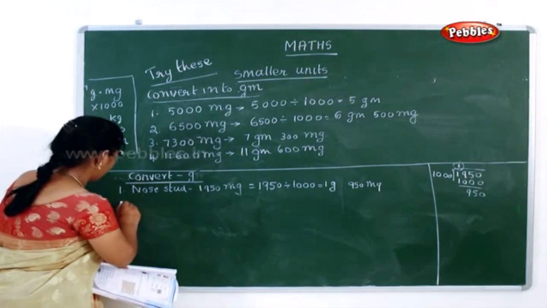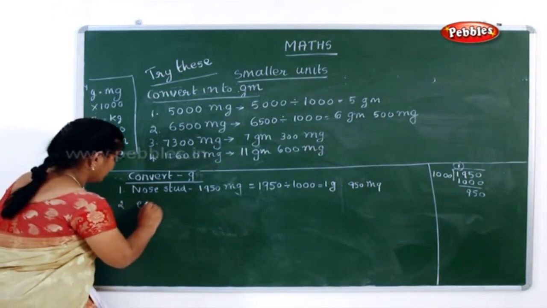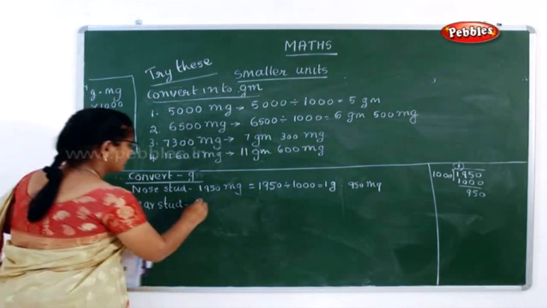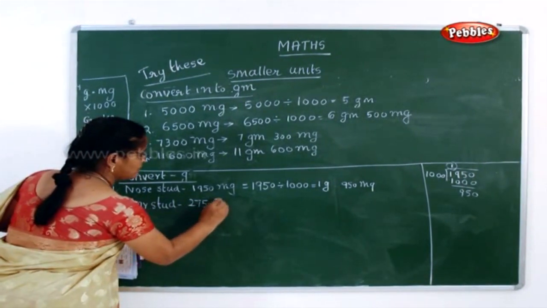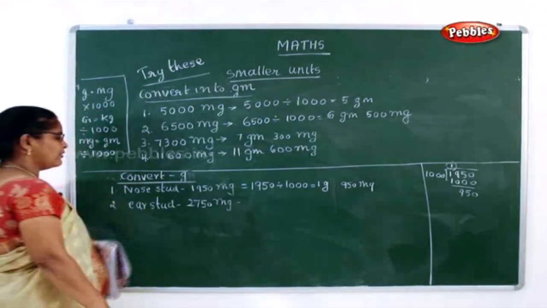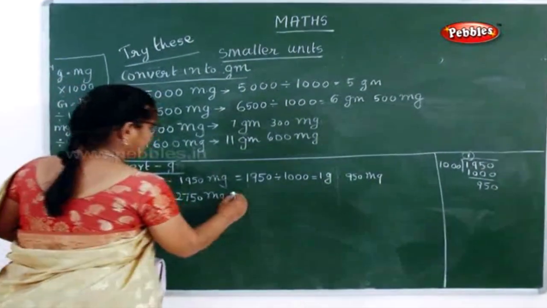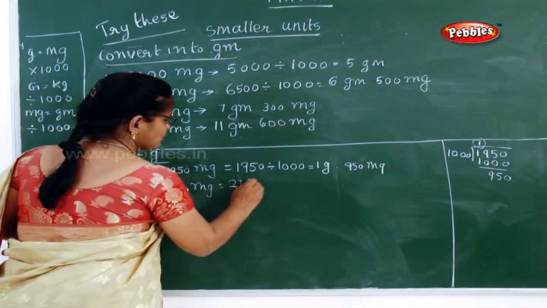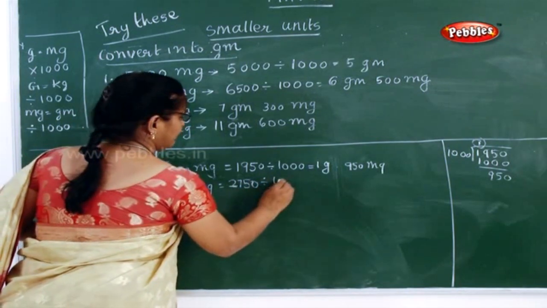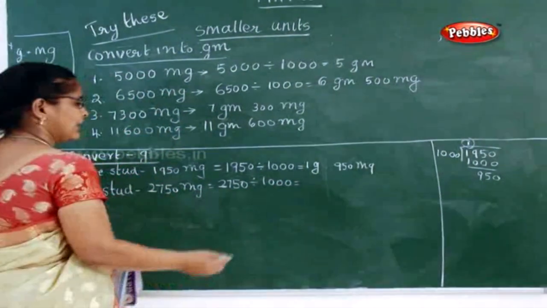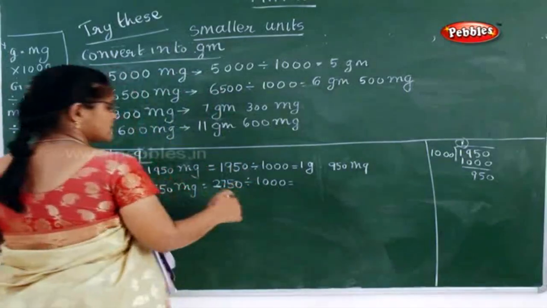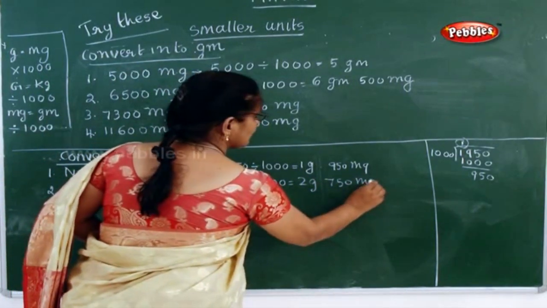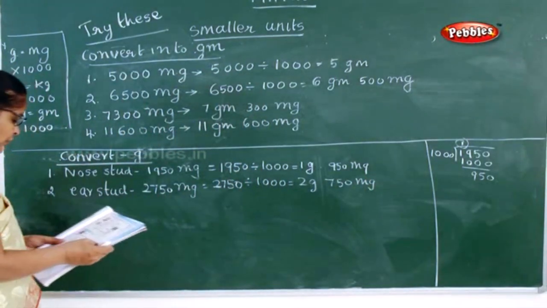Now what is the second one? It is the ear stud. Your earrings, whatever you call it. She brought it for 2750 mg. Now again, how will you convert this? Again, this has to be divided by 1000. 2750 divided by 1000. Same way you have to divide this. So what is the answer? 2 gram and 750 mg.